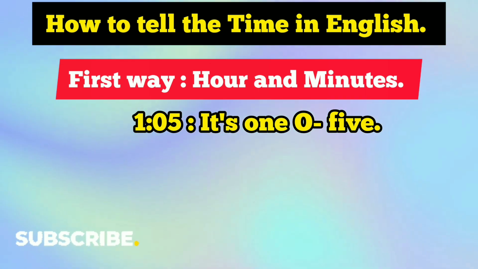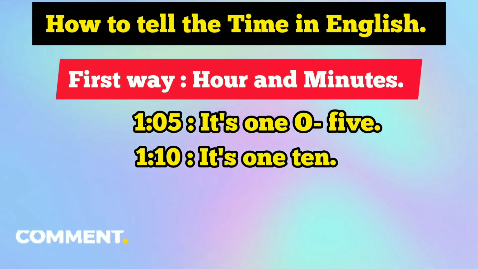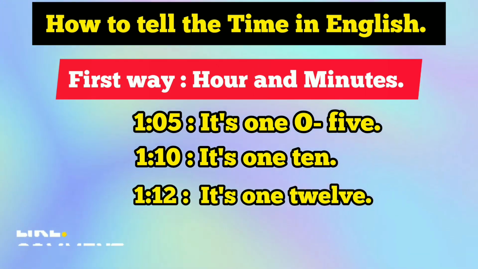That is one oh five. As you see, the second one is 1:10. The similar way you can say that it's one ten. So you say the hour and then you follow it up with the minutes. Then we can see the third one, that is 1:12. Again, you can say it's one twelve. It's very simple. Say the hour and then follow it up with the minutes, that is twelve.